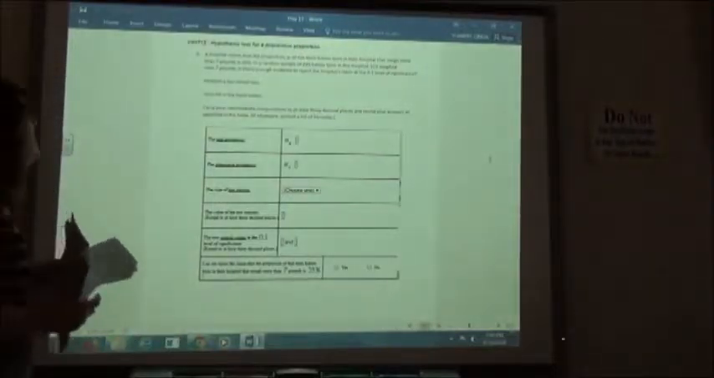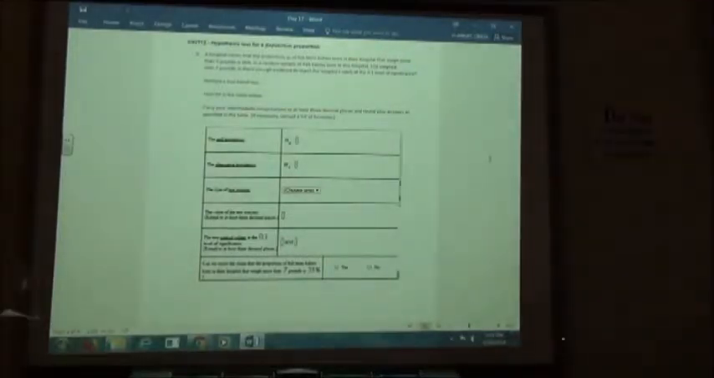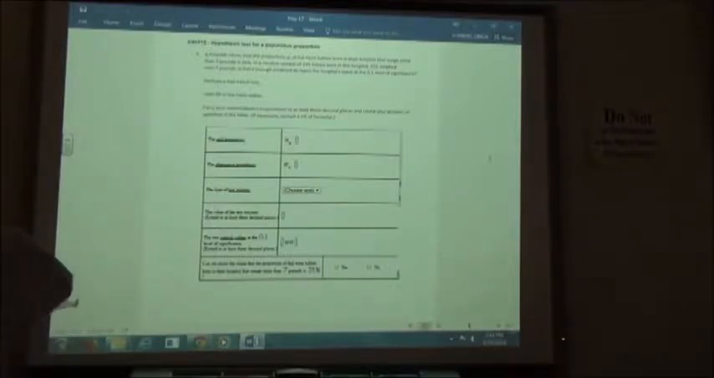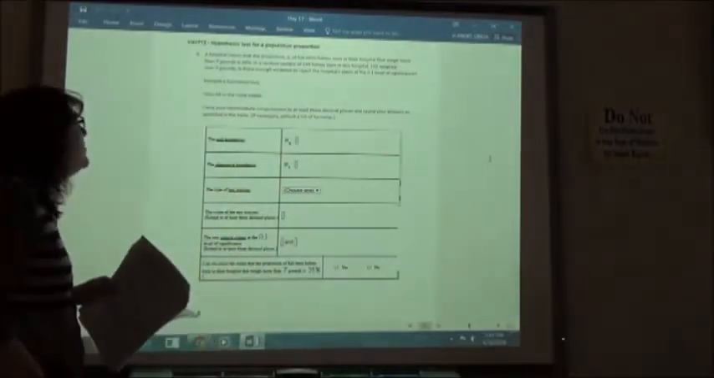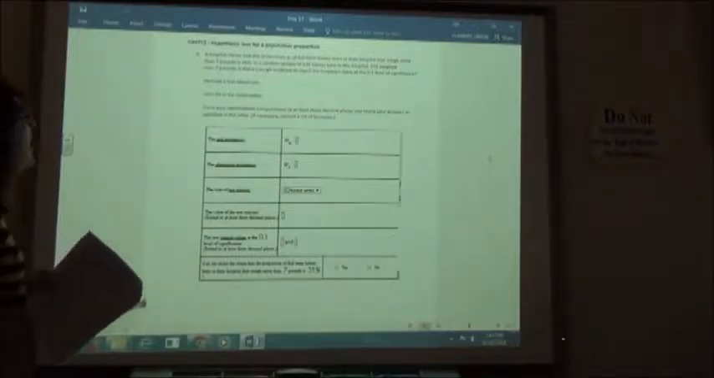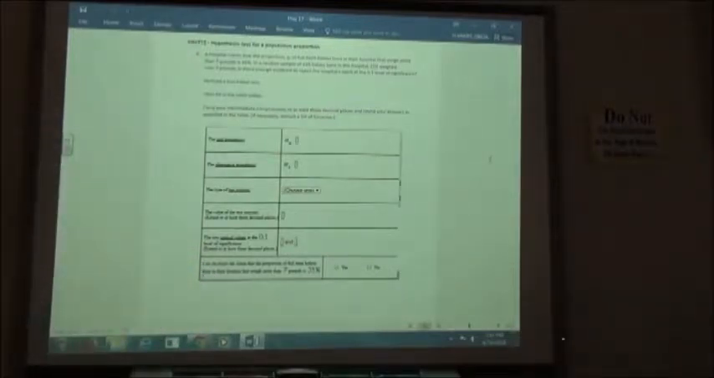Okay, hypothesis test for a population proportion. So now we're going to have those proportions in their fractions. It says, a hospital claims that the proportion P of full-term babies born in the hospital that weigh more than 7 pounds is 35%. In a random sample of 245 babies born in the hospital, 103 weighed over 7 pounds. Is there enough evidence to reject the hospital's claim at the 0.1 level of significance?